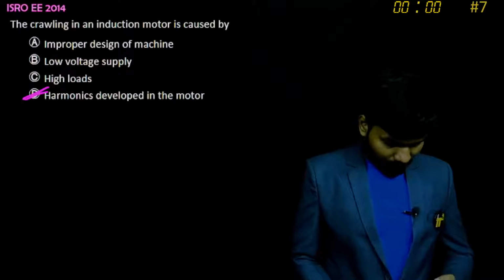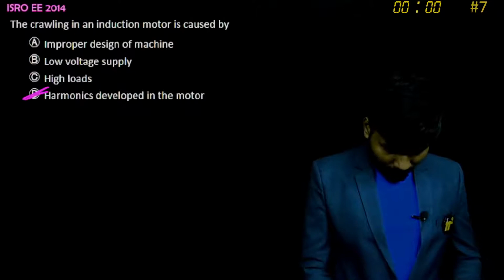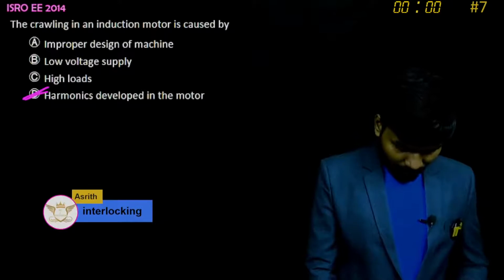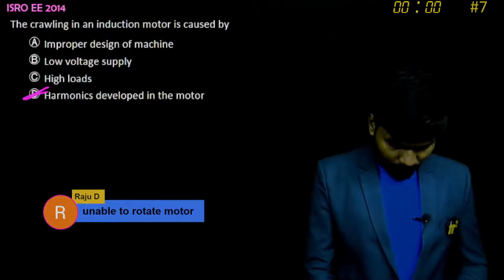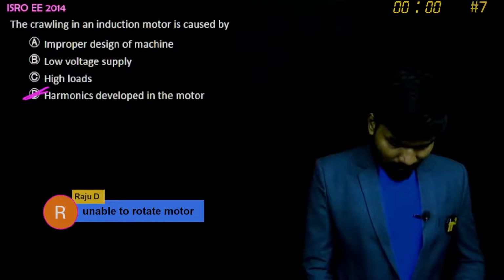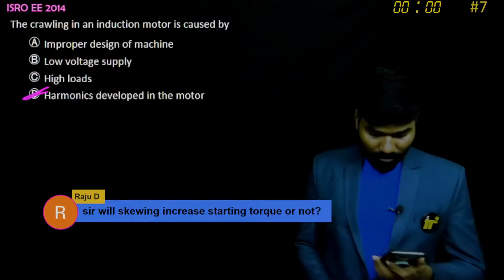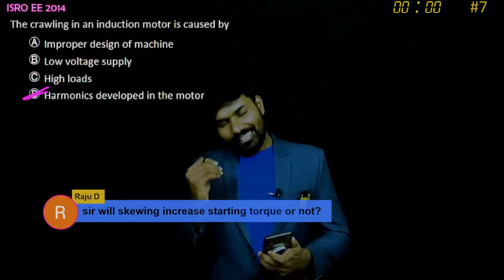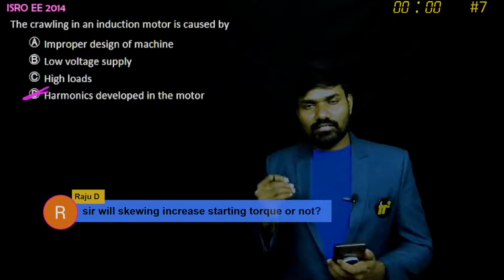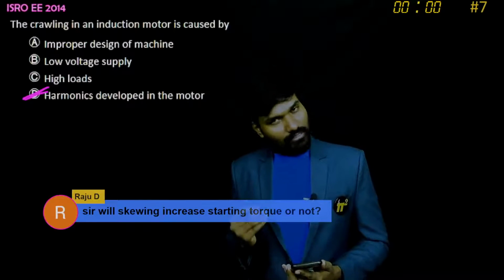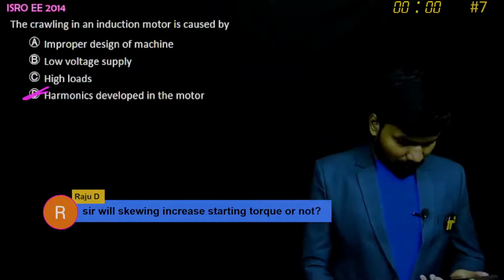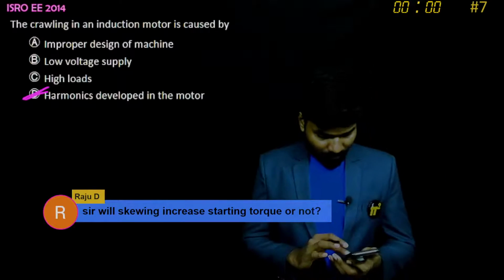Yes, guys, you're right. Interlocking, Sampath, you're absolutely right. Ashrit, you're right. Unable to rotate the rotor, you're right. And skewing, yes. Will skewing increase the starting torque or not? Yes, there will be a slight increase in the starting torque because of the skewing. Yes, definitely, it will be increasing. And Ishwar, yes, cogging effect.